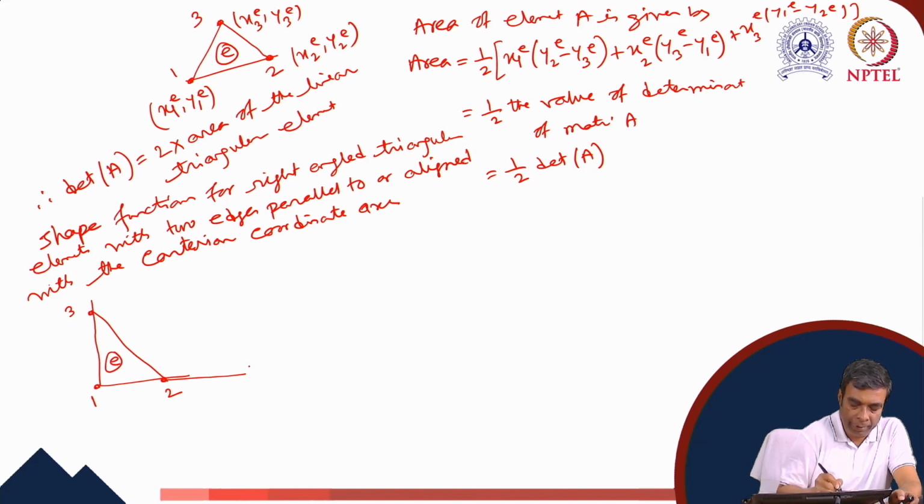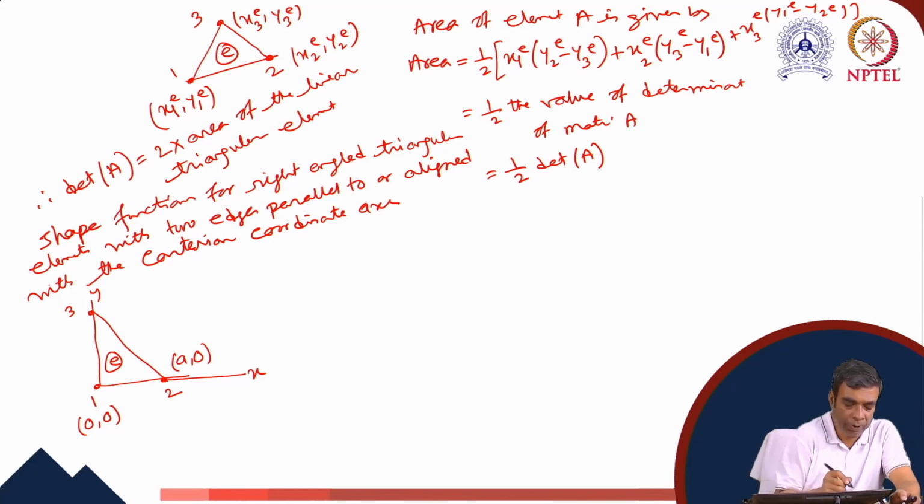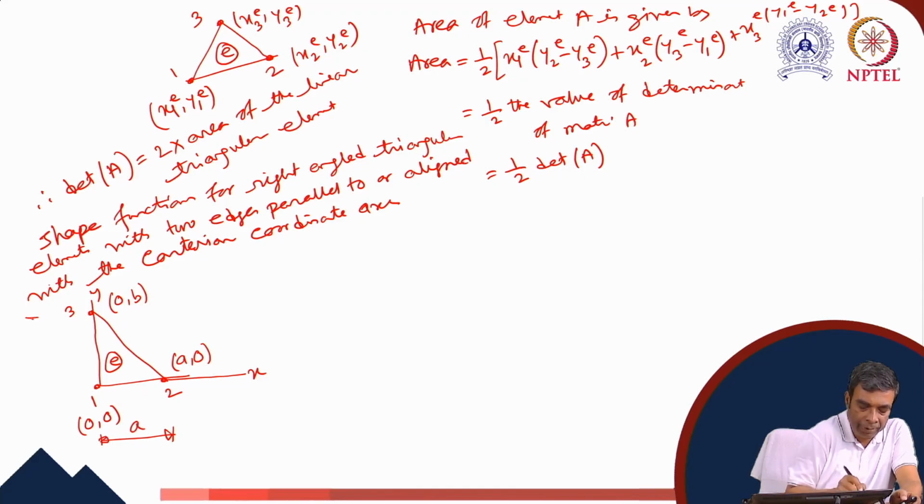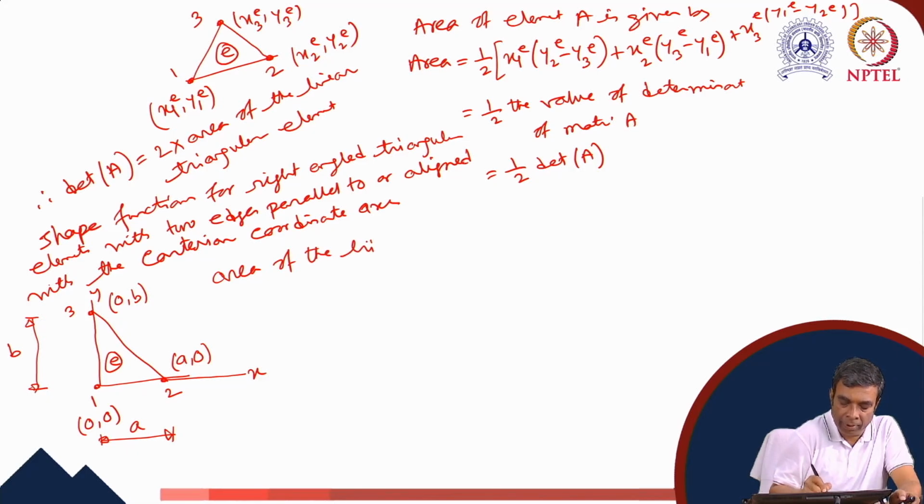This is the triangular element E. The global coordinates are x and y. So this coordinate is 0, 0. This edge is of length a, so the coordinate is a, 0, and the vertical edge is of length b units, so that its coordinate is 0, b. So the dimensions are a and b. So the area of the triangle equals half into a into b equals ab by 2.